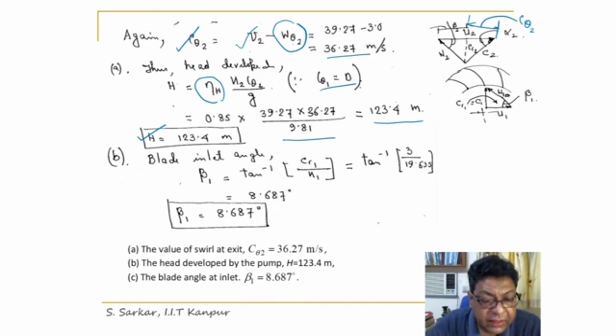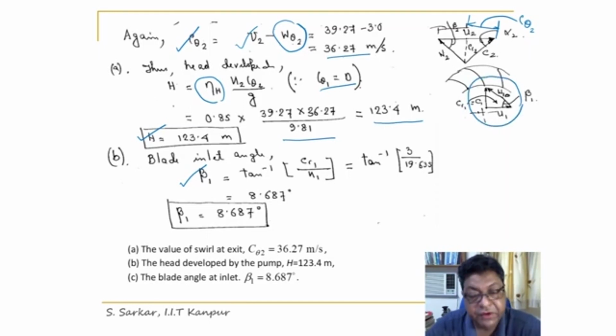Now beta 1, the inlet relative angle, is very simple. From the inlet velocity triangle, beta 1 would be equal to tan inverse of CR1 by U1. CR1 is 3 and U1 is 19.635. If you do that, beta 1 would be 8.687 degree. That's how I have evaluated the values that were wanted.